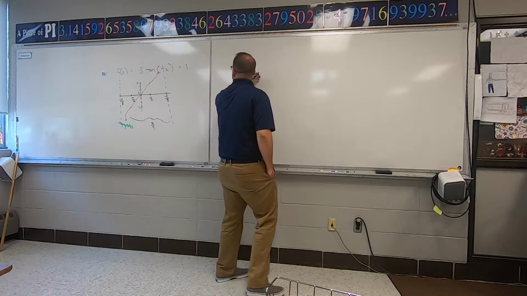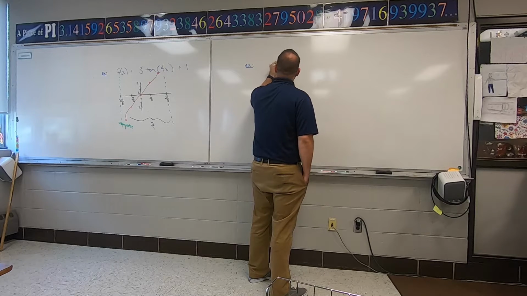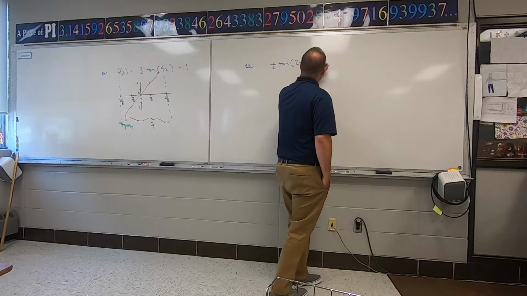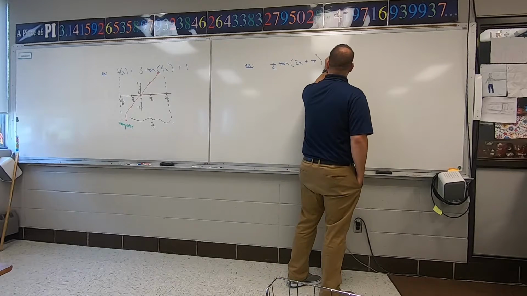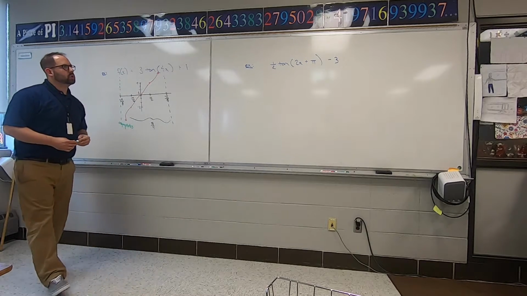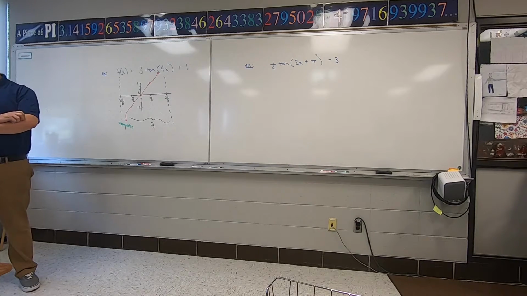Okay, now we're gonna switch up the difficulty a little bit. Let's go with 1/2 tangent of 2x plus pi, minus 3. Just kind of make up something. Okay, so now we've entered the difficult town. We are shifting it right and left, up and down, all that good stuff.